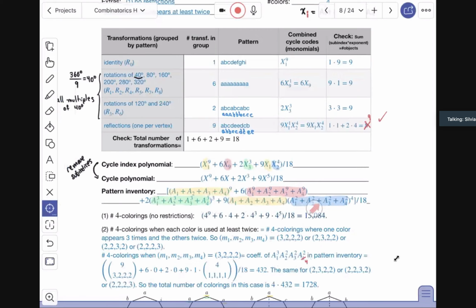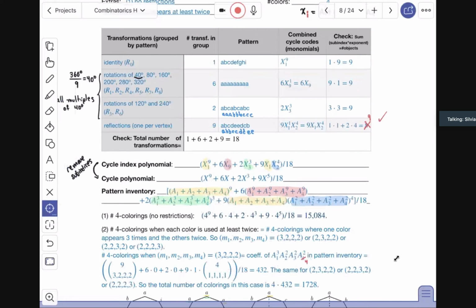And then for this one, I need to get a1 to the 3rd. I need to multiply this a1. And then when I raise this to the 4th power, I need to get the coefficient of a1 squared, a2 squared, a3 squared, a4 squared, which is this one right here. And I need one of each. That's why it's 4 choose 1, 1, 1, 1. Times the 9 here, times the one choice that I have here, because I need to use the a1.